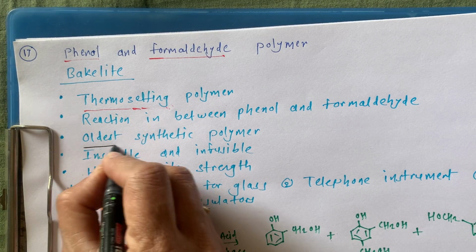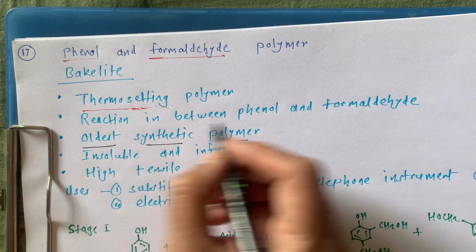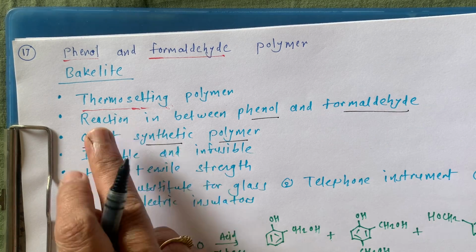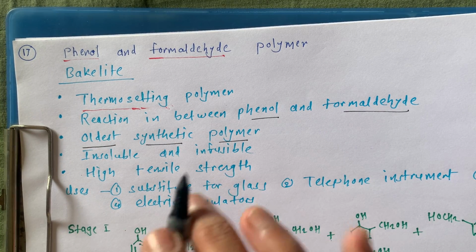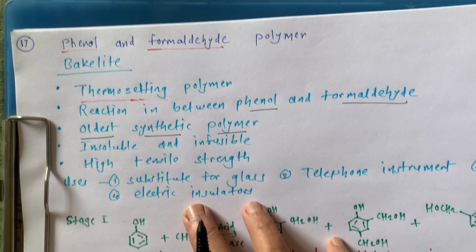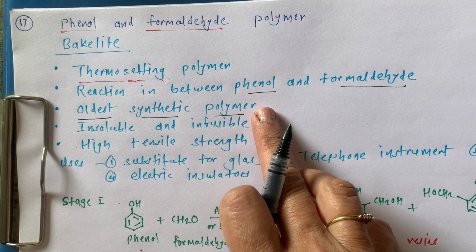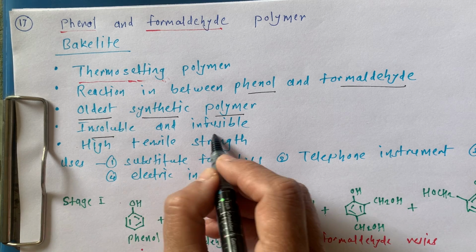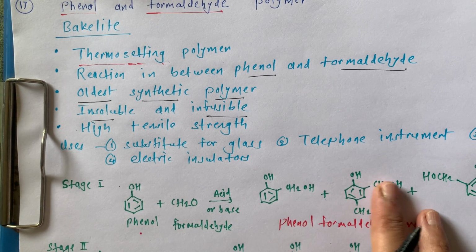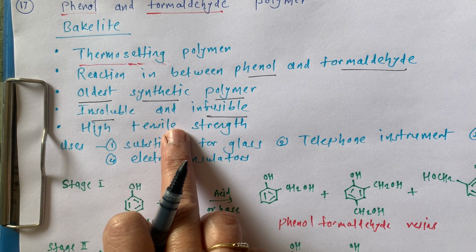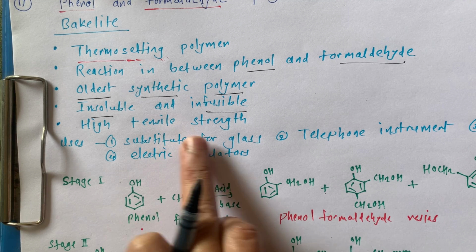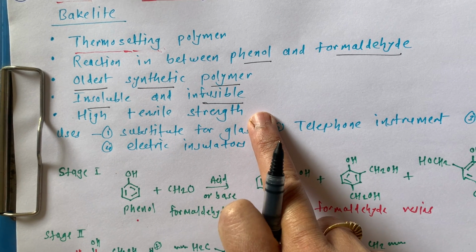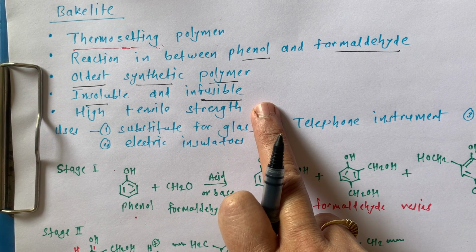This is the oldest synthetic polymer. Phenol and formaldehyde, very important. Oldest synthetic polymer. You can Google it and you will come to know when this was formed, when this was prepared. This is insoluble and infusible. Again, very important. High tensile strength. This is again a very important property of this Bakelite.